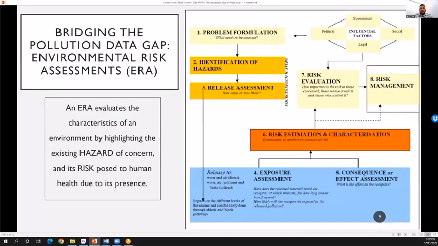And so with the existing environmental risk assessments that are currently being conducted, what my research aims to do is to strengthen how we use environmental risk assessments to improve our conservation efforts, for example. And environmental risk assessments basically evaluate the characteristics of an environment by highlighting existing hazards of concern and its risks posed to human health due to its presence.